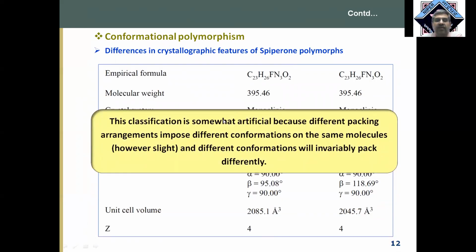This classification of packing and conformational polymorphism is somewhat artificial because different packing arrangements impose different conformations on the same molecules, however slight they may be, and different conformations will invariably pack differently.